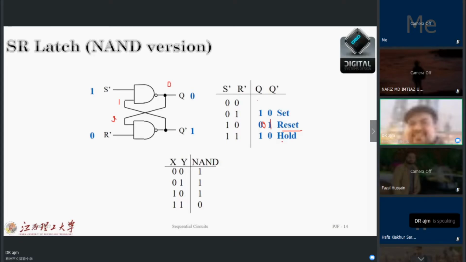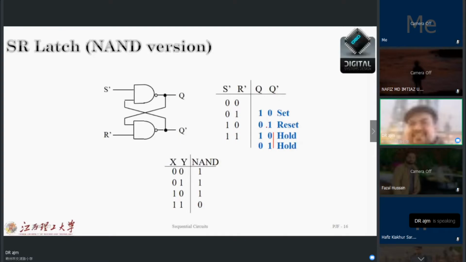Next situation is that if S prime is 1, R prime is 1, and Q prime is 1, then the NAND between them becomes 0. 0 will come here. Then my output is 0 and 1. You will see that again, whatever I have in reset condition, it's happening again. That is why we call it hold. Hold means that the previous situation repeats.